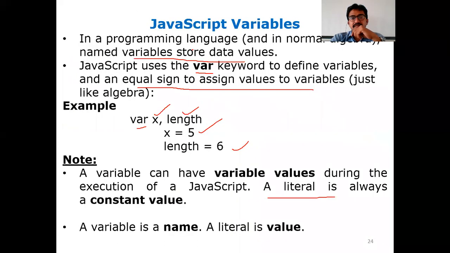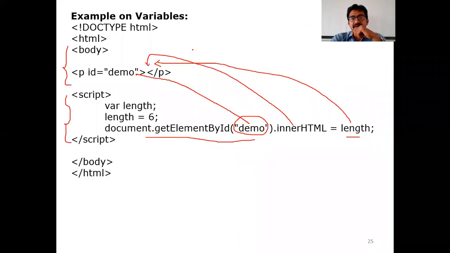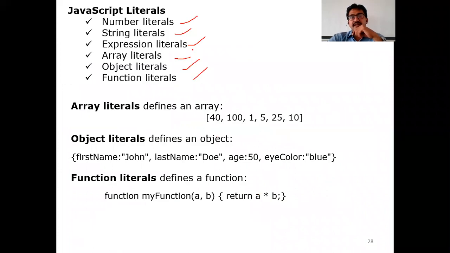So literals will always be a value. A literal can be a number literal, string literal, expression literal, array literal, object, or function. Literal means values. Number values are there, string values are there, and other things also. Array literals define an array. Like in other programming languages, an array starts with square brackets followed by the values: 40, 100, 1, 5, 25, 10.